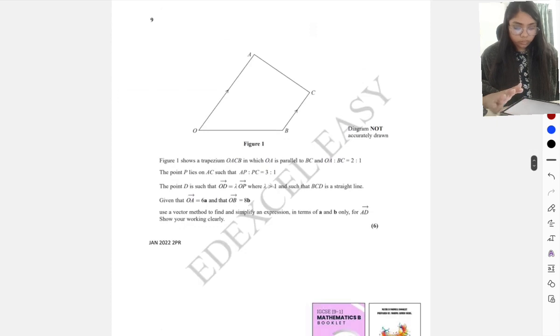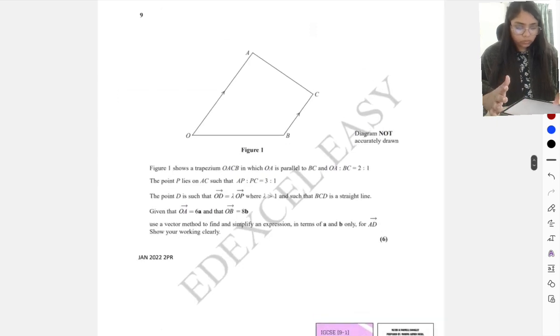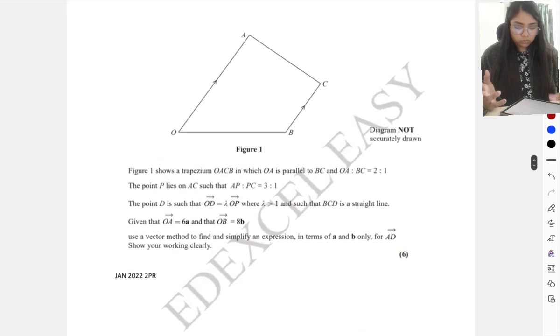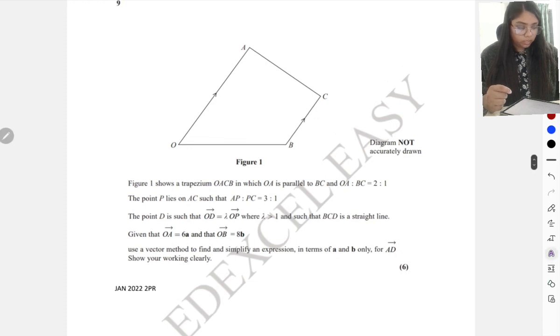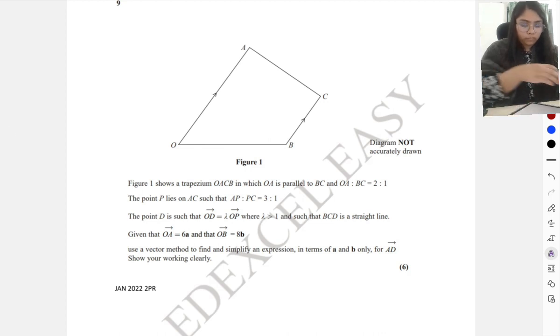This is another question. It doesn't have any sections I can see, but it would look tricky. So yeah, this is again from Jan 2022 to PR. So let's start. We have a parallelogram, as we can see. So over here it says that figure 1 shows a trapezium OABC. OABC, this one they're talking about.